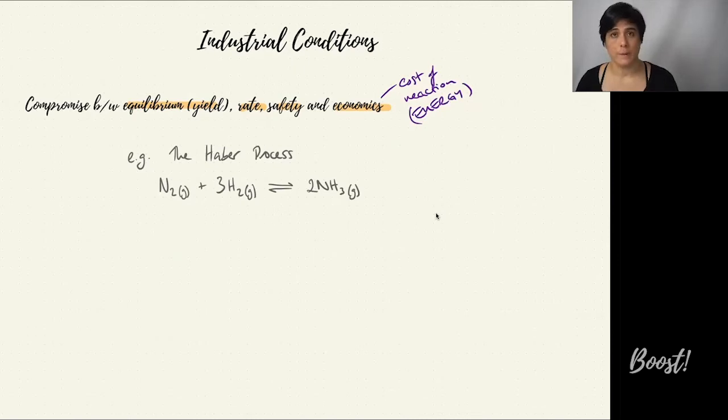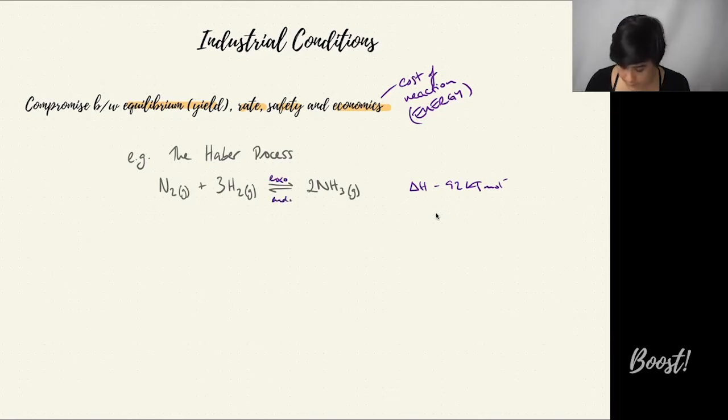We want to talk about a compromise between yield, which is the amount of products made, rate, how quickly we make those products, as well as safety and economics. So just as an example here with the Haber process, we talked about the fact that it is, again, don't quote me on this value here, but it's an exothermic reaction. The forward reaction is exothermic. The backward reaction therefore is endothermic.